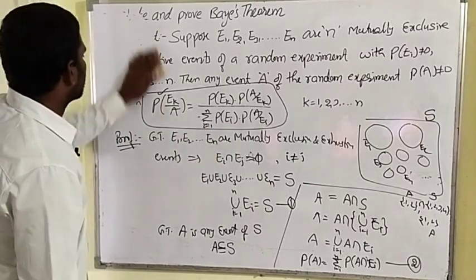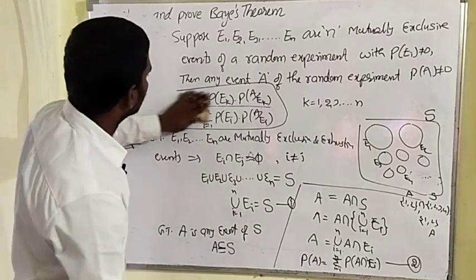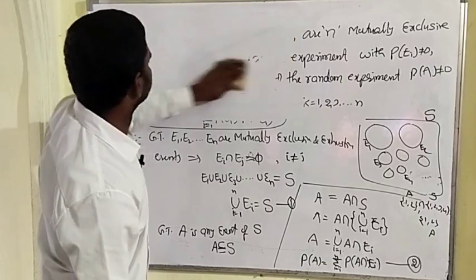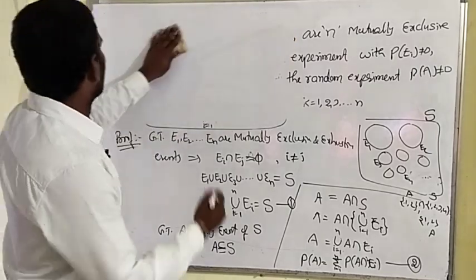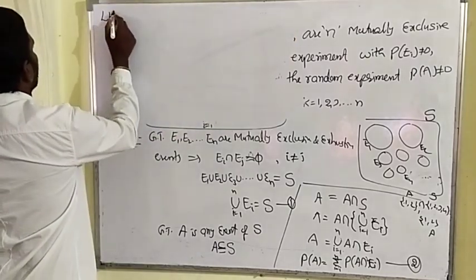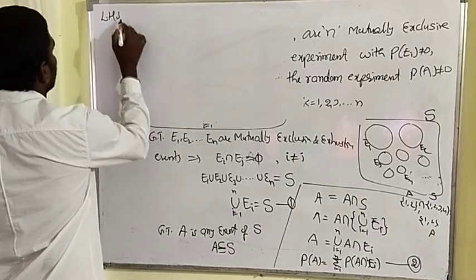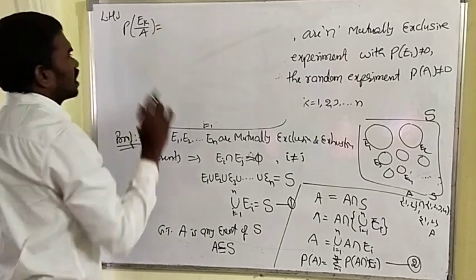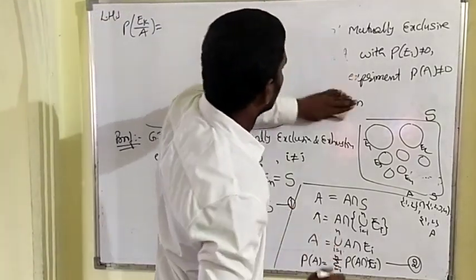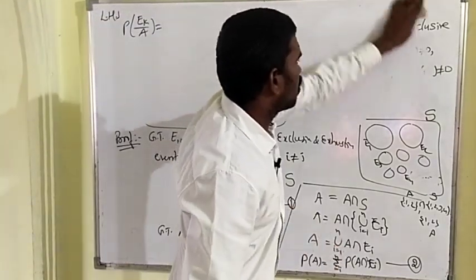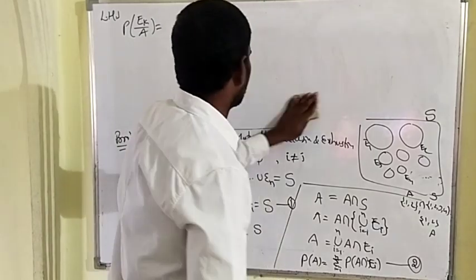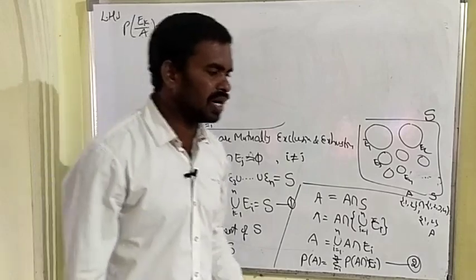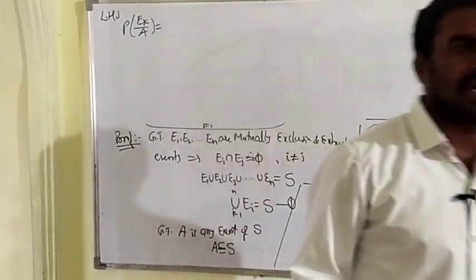Okay, next, after this I am going to take the left hand side, P of Ek by A. I am going to take LHS: probability of Ek by A is equal to what? Do you remember what conditional probability is? Don't worry, in part 1 I told you, even if you have no idea, I will tell you.